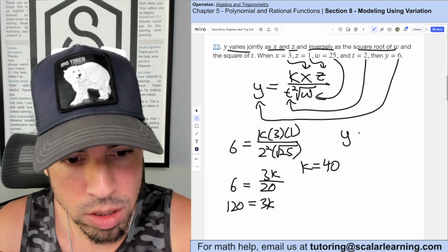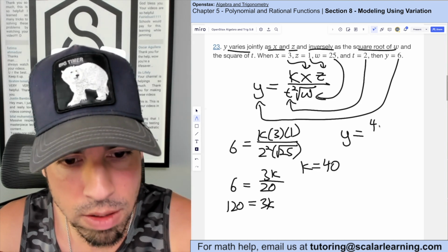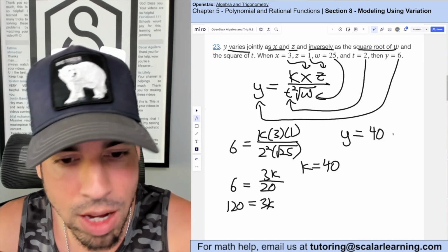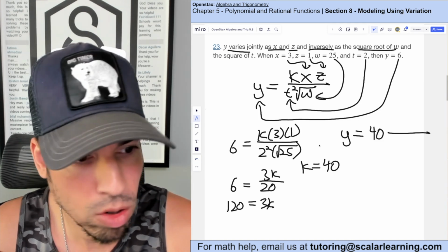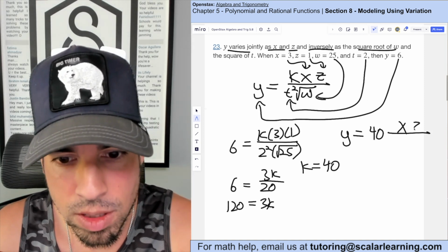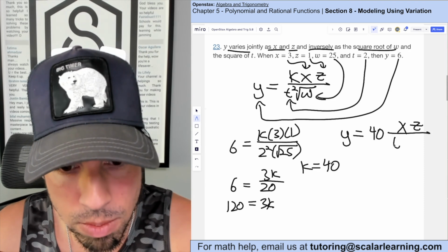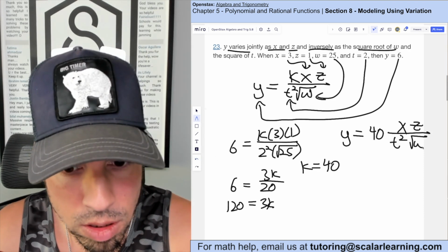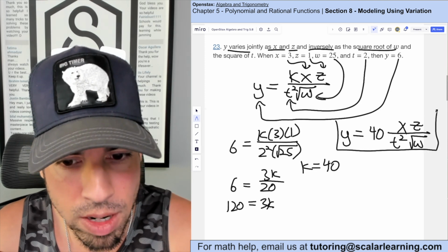Now the last step, we're going to rewrite this, subbing in 40 for k. And you know what? I'm going to put 40 actually right in the front. This is how it's in the back of the book, but you could put it on the front or with the numerator. Both are correct. And then we've got x, z on top, and then on the bottom, we have that t squared, and then radical w, and there is your final answer.